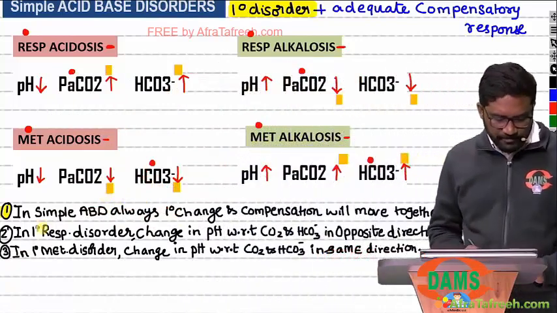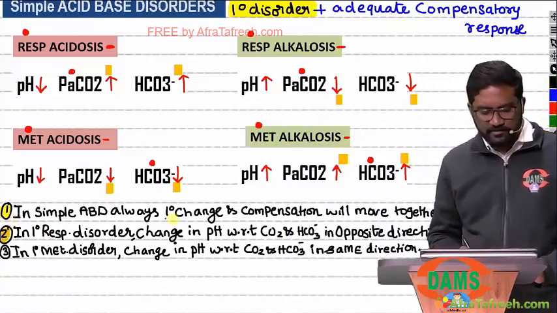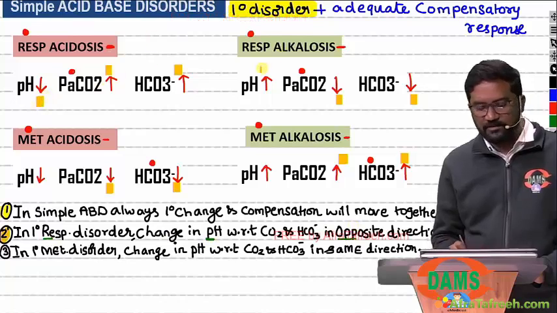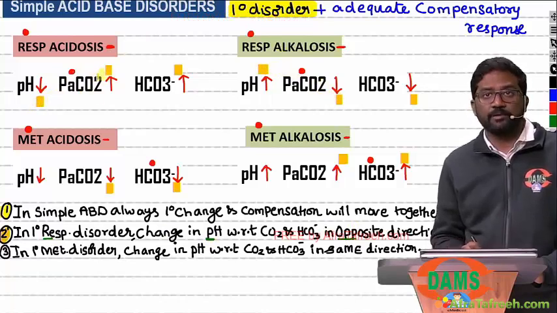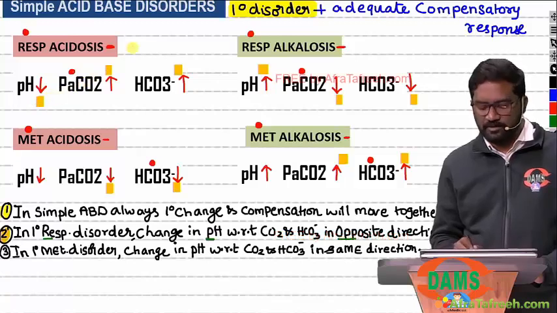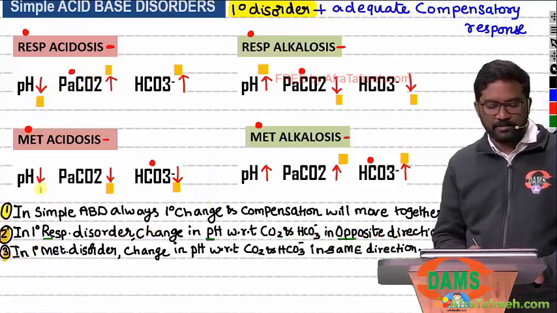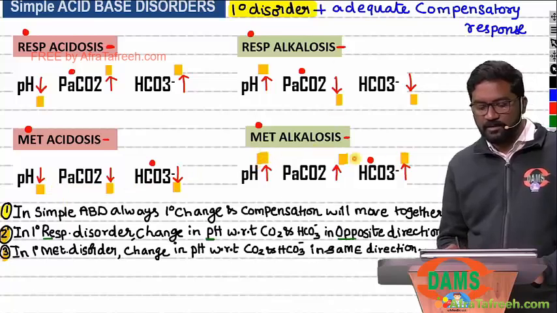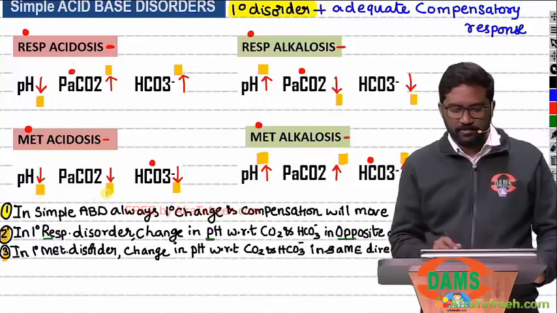Rule number 2. If it is a primary respiratory disorder, change in pH with respect to parameters is in opposite direction. Now if it is a primary metabolic disorder, change in pH with respect to parameters is in the same direction. Now let us see the logic behind this.